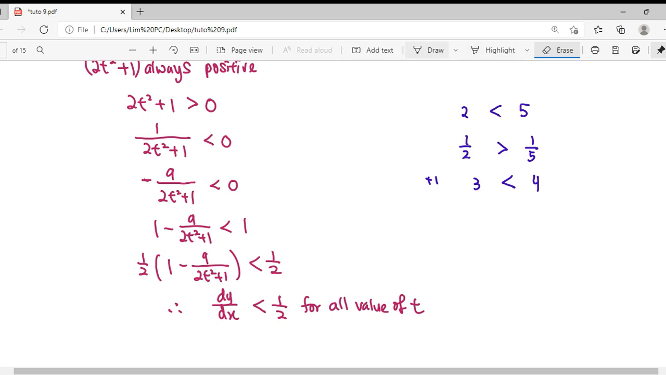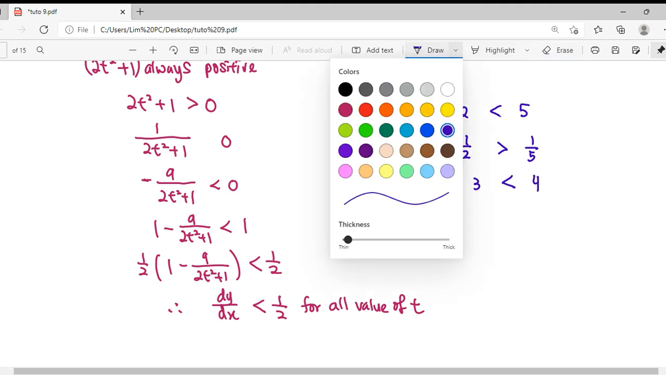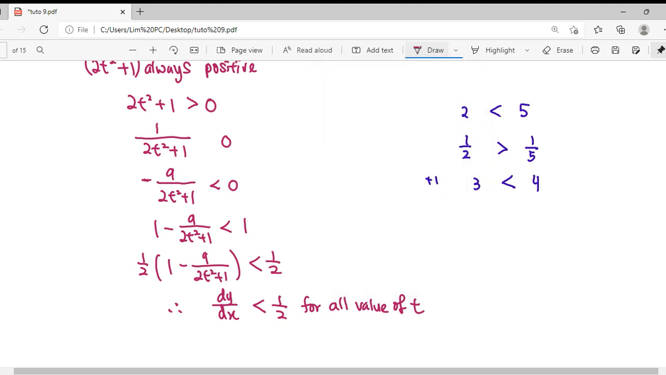Okay, so I refine here. It should be positive 1 over positive 2, positive. So when I times with negative, only then does the sign change. I didn't notice the negative here.